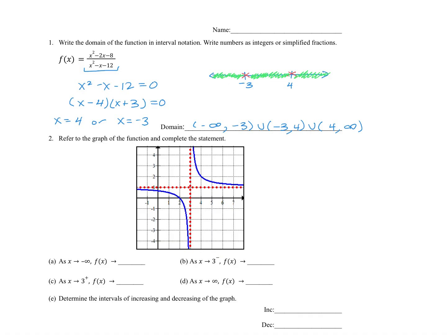So that right there is how we find domain. You will notice that we did not spend any time whatsoever looking at the numerator of the fraction. It plays no role in finding the domain. It's all about that possibility of dividing by 0 that we have to be careful for with rational functions.